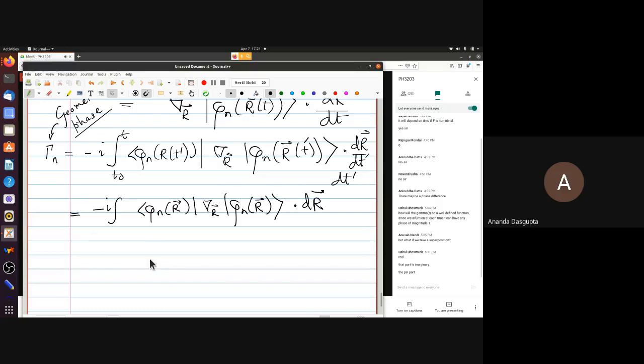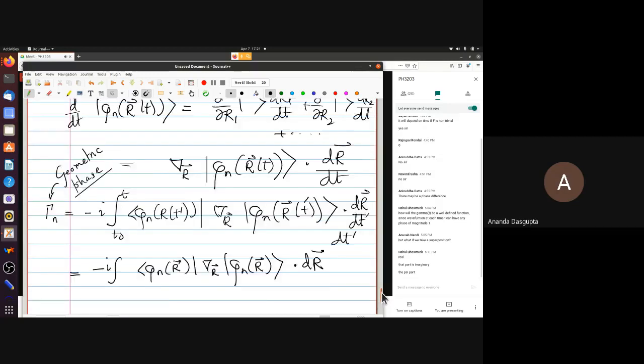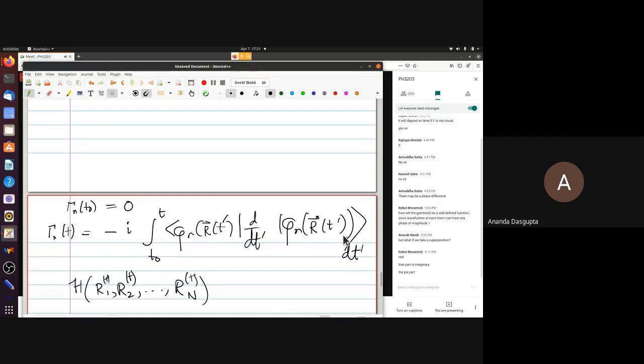Of course, you might argue that the integral never depended on t prime in the first place, right? T prime was a dummy variable of integration, right? So it never really depended on t prime. But this at least makes it look like whether you are traversing your parameter points slowly or rapidly, that would make a difference to this integral, right?